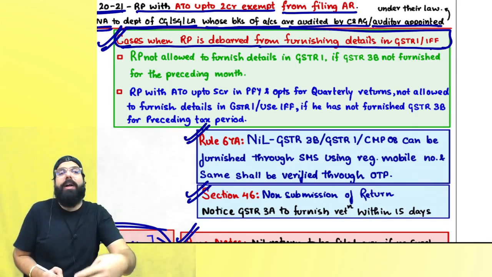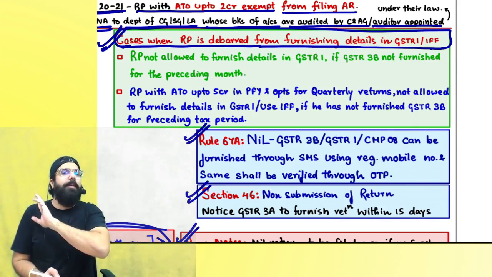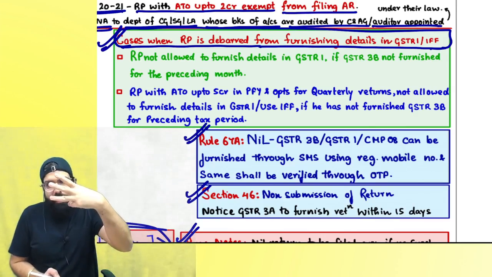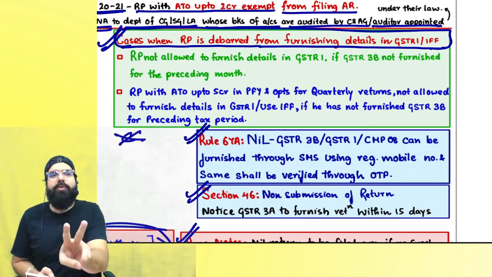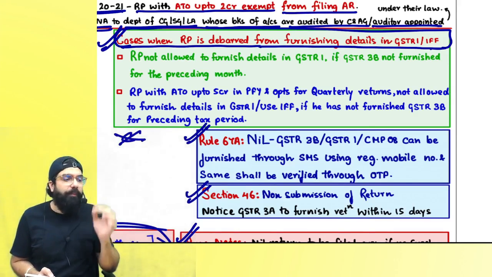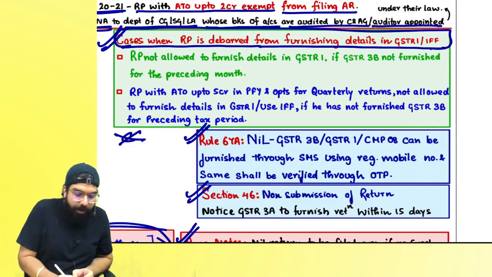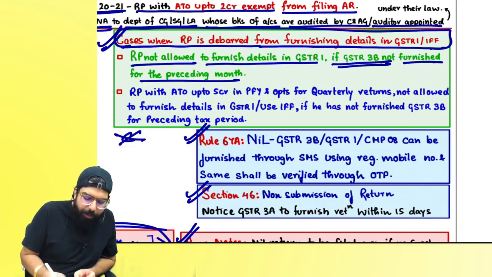Clause number C has now been deleted and hence only 2 clauses are remaining, and that is the only amendment over here. Earlier there were 3 clauses. Now clause number C has been deleted. So you have to remember, only in 2 scenarios will your GSTR 1 or invoice furnishing facility be blocked. Number 1, a registered person is not allowed to furnish GSTR 1 if GSTR 3B is not furnished for the preceding month.